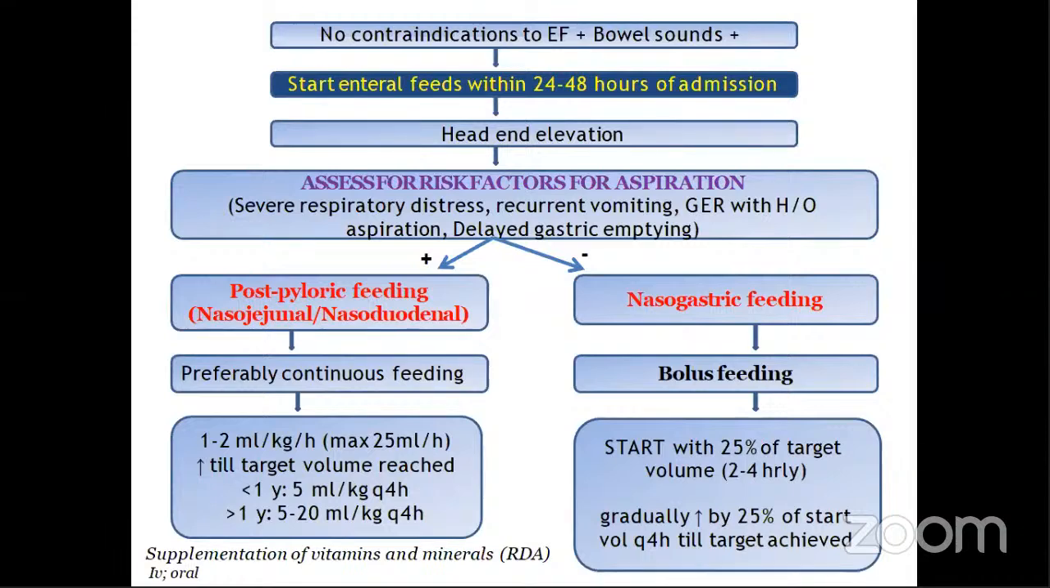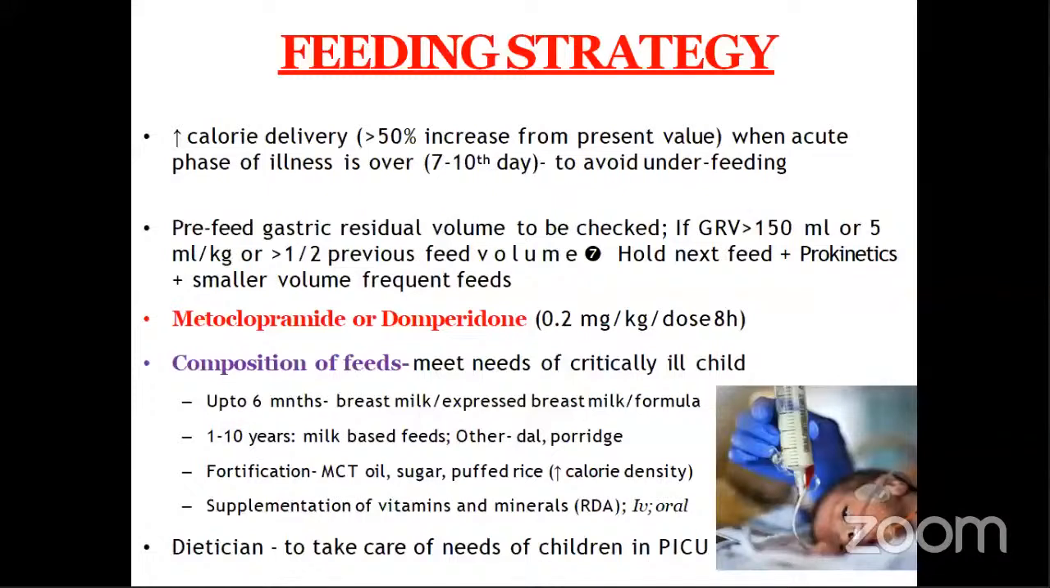Okay. One thing you have to take care of is that once you are planning for feed advancement, before you do that, pre-feed gastric residual volume has to be checked. That means, suppose you have given the feed at 10 a.m. At 12 or at 2 p.m., you are going to increase the next feed volume. What you will do, you will first try to aspirate for the presence of any residual volume in the stomach. This is the pre-feed gastric residual volume.